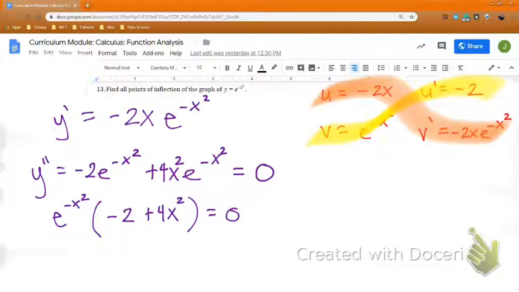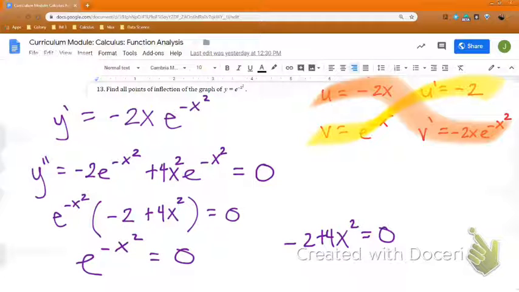Now, the reason we do that is because we can use the zero product property. If we are able to factor this, we can set each of the factors equal to 0 and use the zero product property in order to solve them. So for the first one, I set e to the negative x squared equal to 0, and for the second factor, I set negative 2 plus 4x squared equal to 0. We can solve these two equations separately, and we'll get all the values of x that will make this function equal 0.